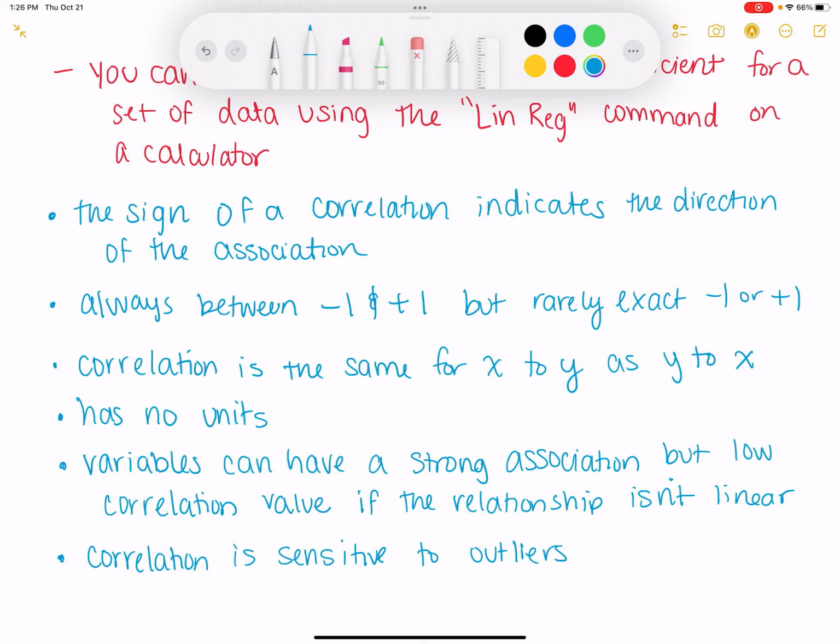Sometimes when we do this, we will decide that we are going to ignore outliers, or we're going to point out that it's an outlier and then remove it from the data set when we're finding our correlation coefficient, but we'll still plot it on the scatter plot. So just be aware of that. As we get problems that have that, we'll talk about what that looks like, but just a heads up.